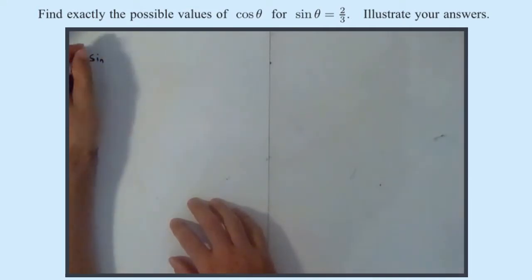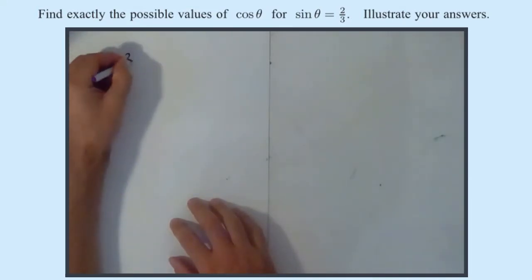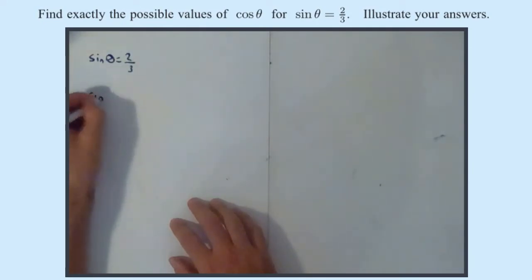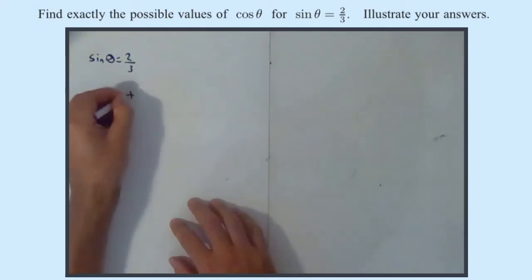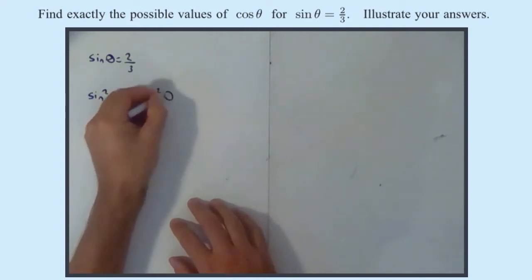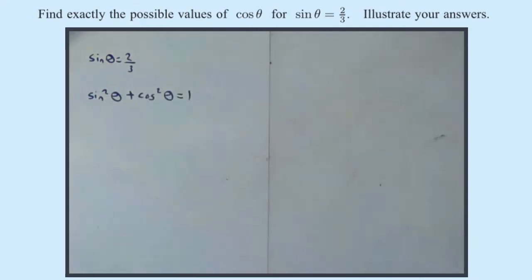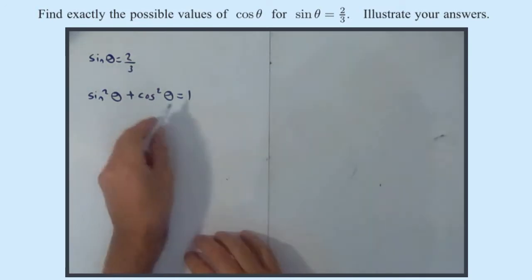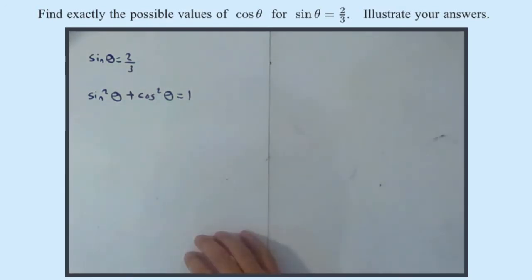So sine theta equals 2/3, and we know that sine squared theta plus cos squared theta equals 1. That's by far the most important, the most widely used trigonometric identity. I say identity, it's not written as an identity, but it could be. This could be the identity symbol. So if we get something like this, you can always convert sine theta to cosine theta.